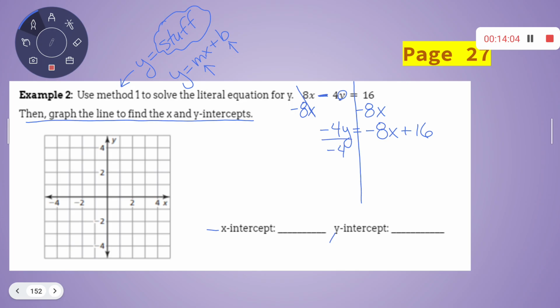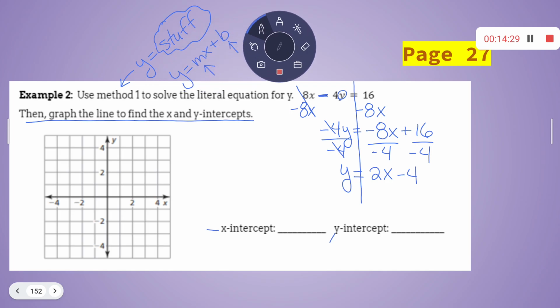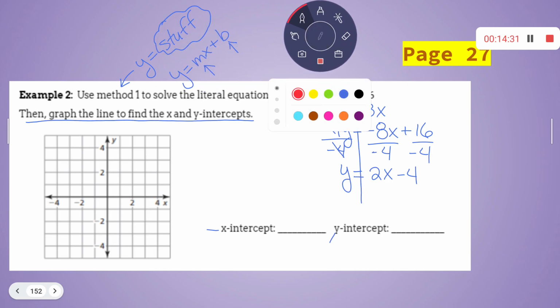Now, to get the y alone, we have to divide all three parts of the equation by negative 4. Negative 4 divided by negative 4 is 1y. Negative 8 divided by negative 4, that's going to be a positive, and that goes in there evenly, so that's 2x. Positive 16 divided by negative 4 is negative 4. All right, so now it's in slope-intercept form.